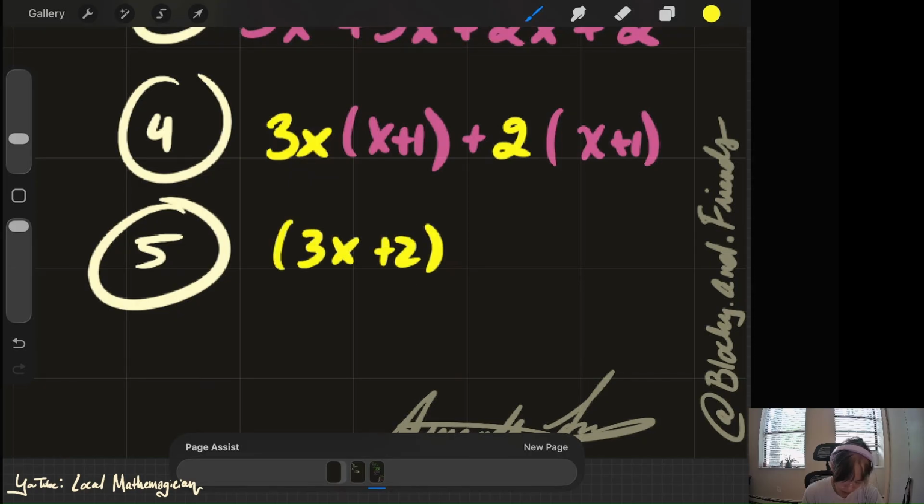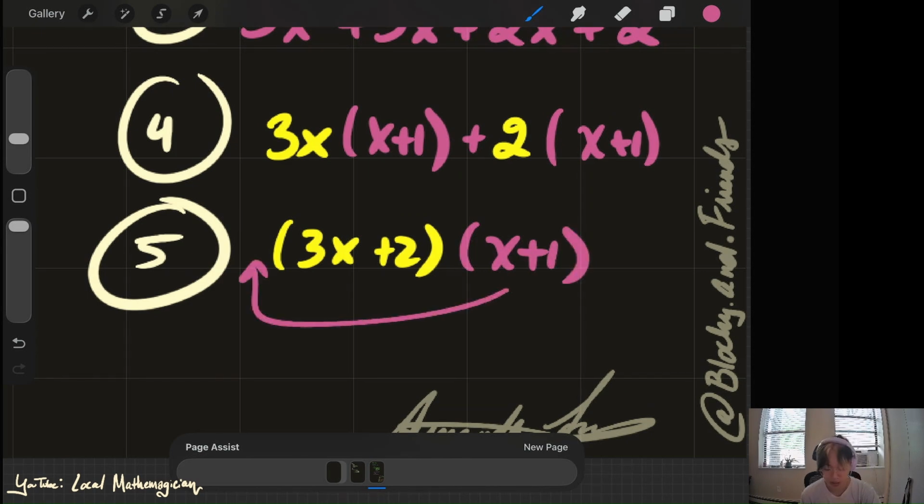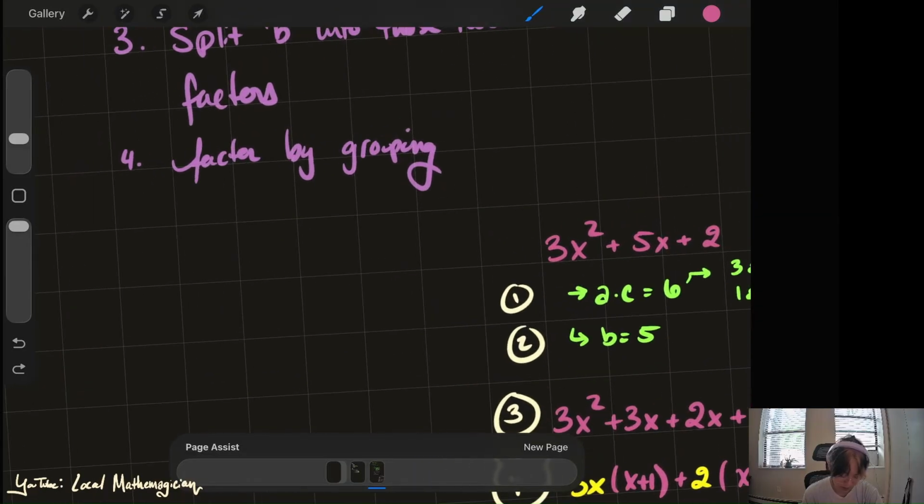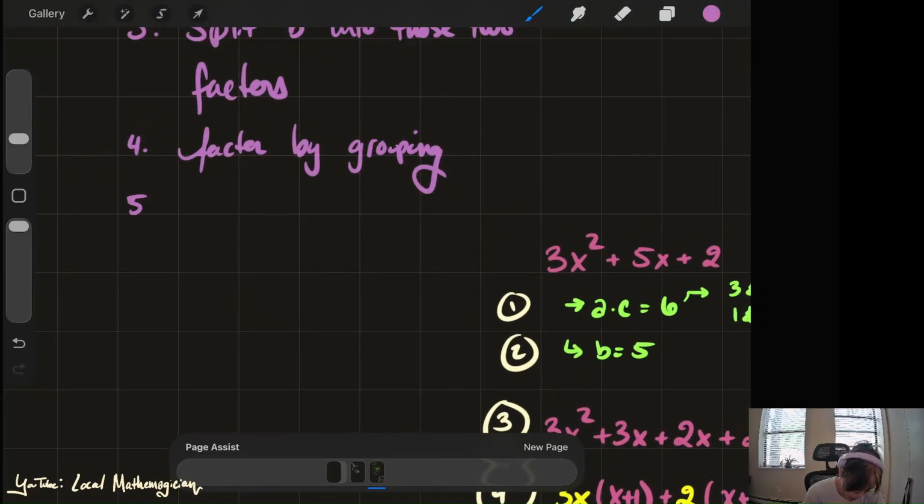And then you just bring it home: 3x plus 2 times x plus 1. If you feel more comfortable writing the x plus 1 on this side, that's fine too. Okay? And that's it. Step 5, profit.